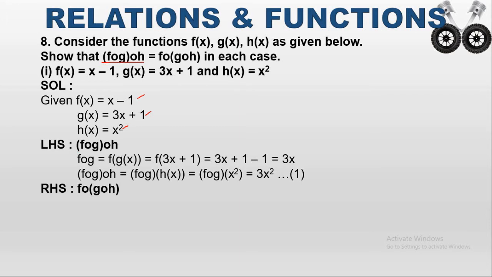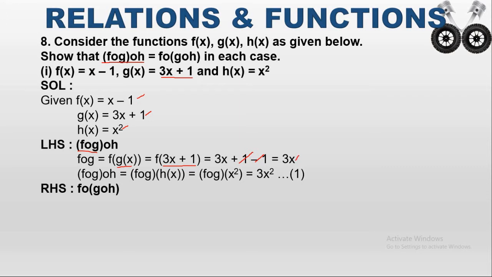So first I have to write within a bracket, that is f composition g. f composition g can be written as f of g of x. First you have to substitute the value for g of x. The g of x value is 3x plus 1. So f of 3x plus 1. Now you have to substitute in the f of x values. In f of x, wherever there is x, you substitute 3x plus 1. So that can be written as 3x plus 1 minus 1. Plus 1 and minus 1 are cancelled. So the answer is 3x.